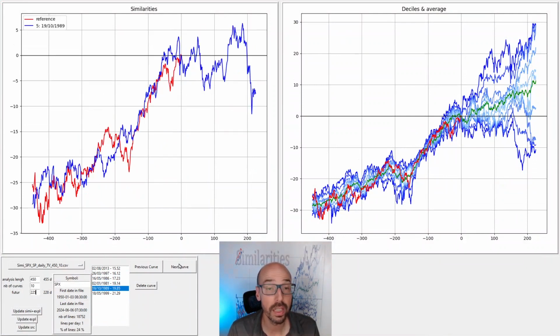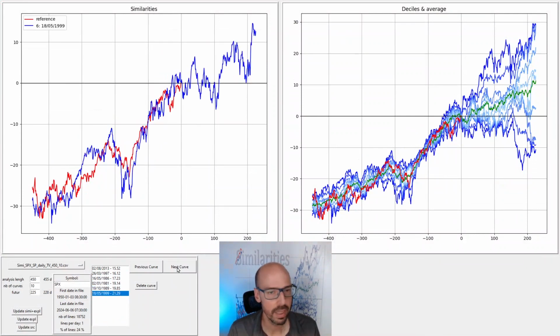All right, next curve, it's the same thing. More volatility gives a flattish period. And the last one is the same: volatility, flattish period.